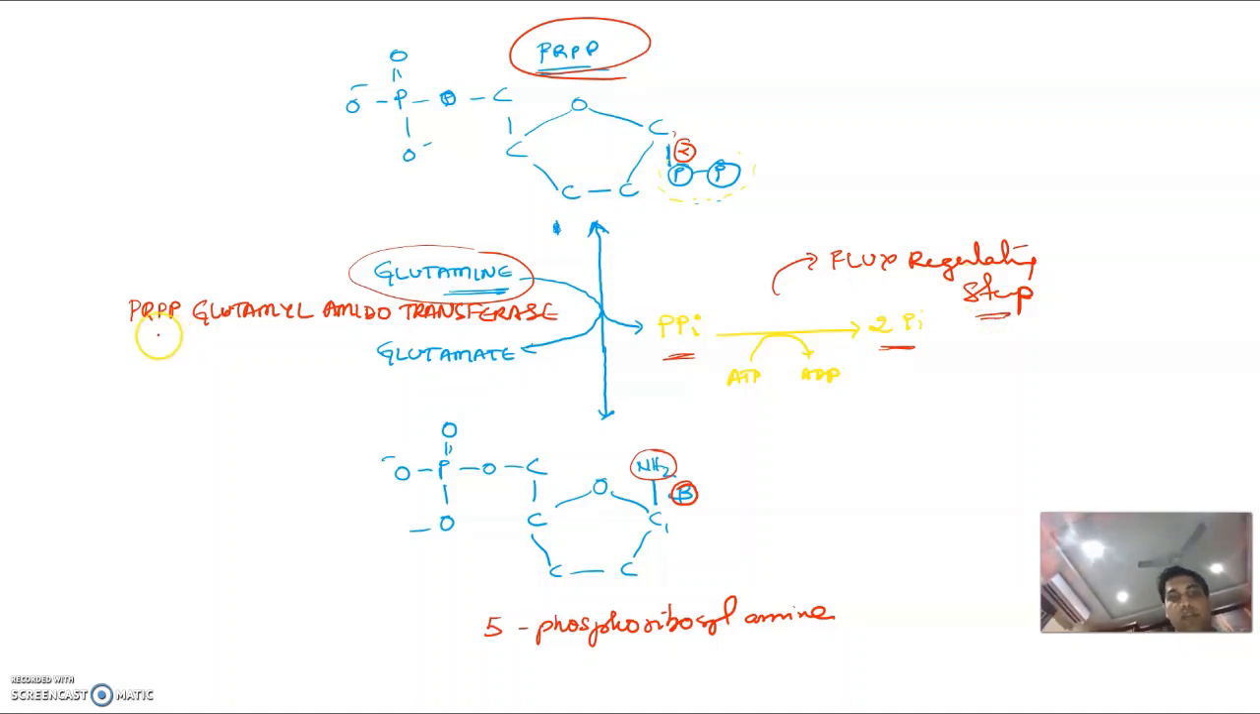This PRPP amidotransferase is the first committed step after formation of PRPP into purine synthesis, and it is regulated by the product. It is highly regulated. That is why this is also the rate limiting enzyme for the whole reaction.